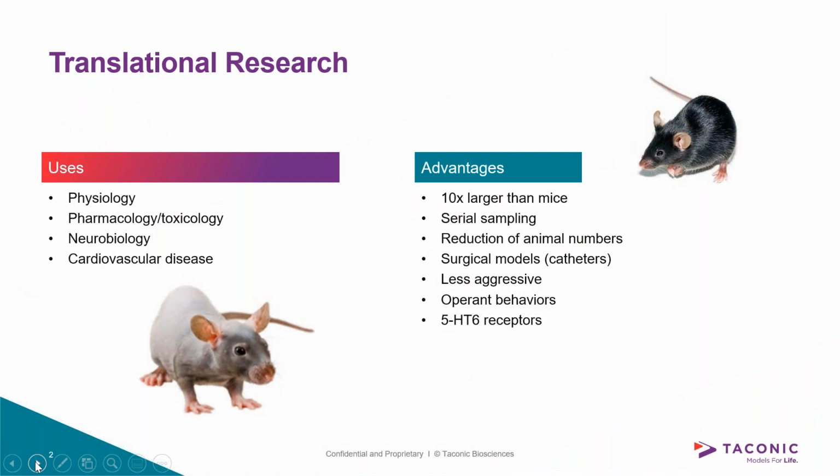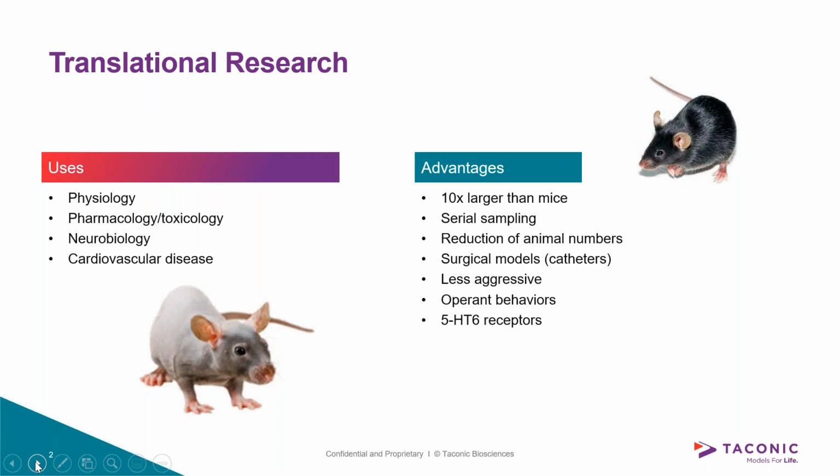So the rat has been a model in research for many years now, pretty much as long as the mouse has. What the rat is mainly used for is a lot of physiology research, certainly pharmacology and toxicology, studies of neurobiology, and I'll speak more to that, and cardiovascular research as a small animal model, with pigs being the most common large animal model that's used.